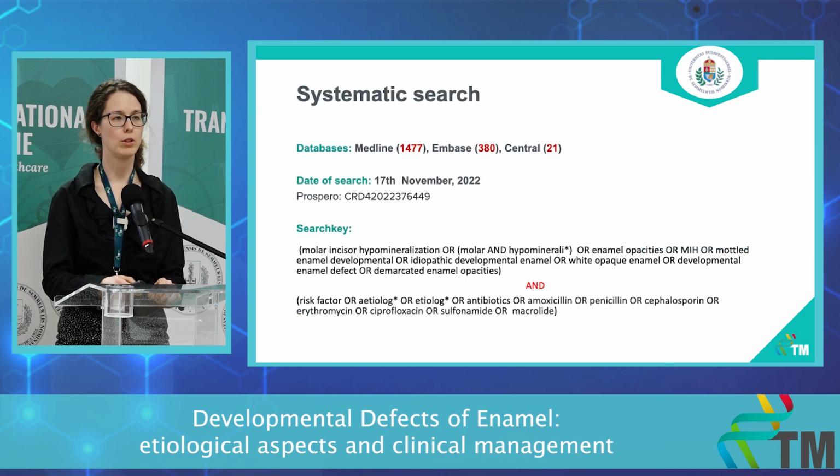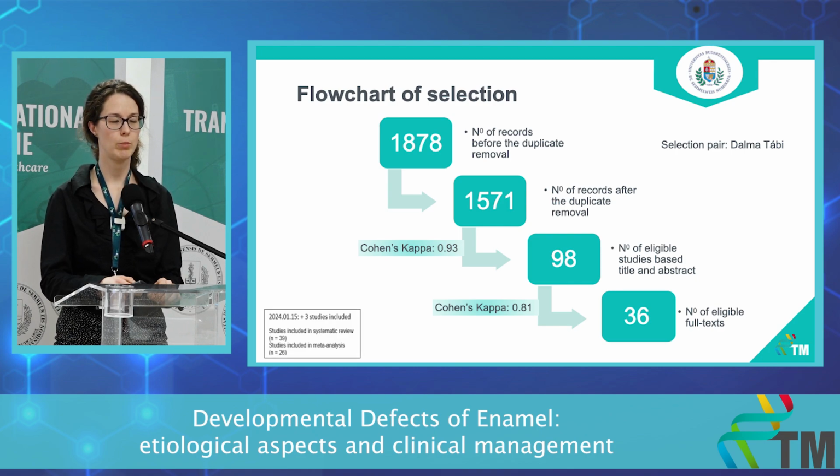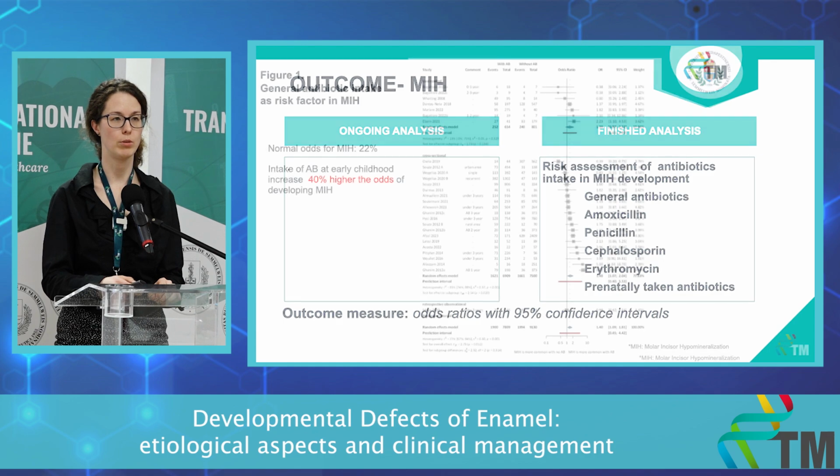In our systematic search, we used 3 databases and 2 different domains. In the flowchart of selection, we ended with 36 articles, and later we could add 3 more studies, and in the meta-analysis we could add 26. In our analysis, the outcome parameter is MIH, with the measurement of odds ratio with 95% confidence intervals. Our finished analyses are about the risk assessment of general and prenatally taken antibiotics, and 4 different types of antibiotics are also included.